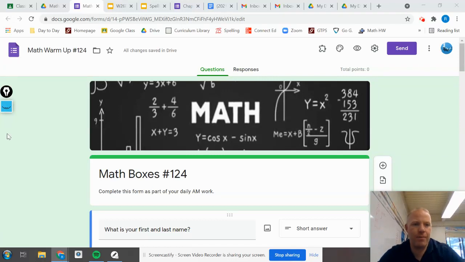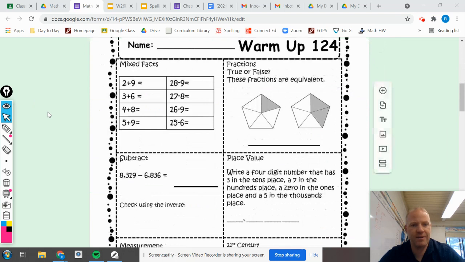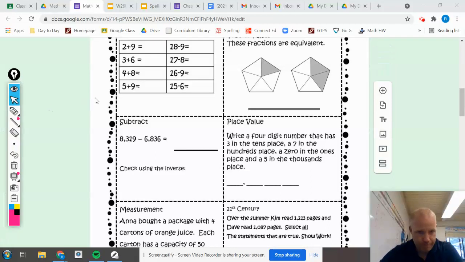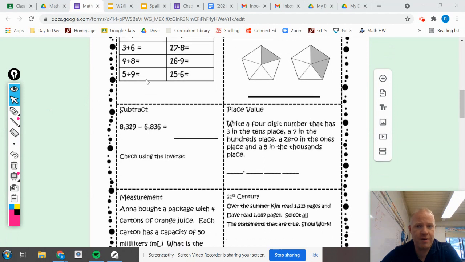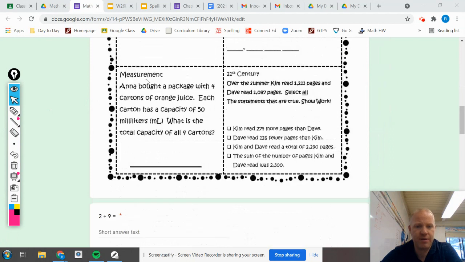As we get started today, we're on number 124, and we're going to begin by putting our name on the box. Then come on down, check out the morning activities. Make sure you have a pencil and a piece of paper so that you can write some notes. We're starting off with addition and subtraction. Then we have subtraction, measurement, shapes with fractions, place value, and our challenge problem.